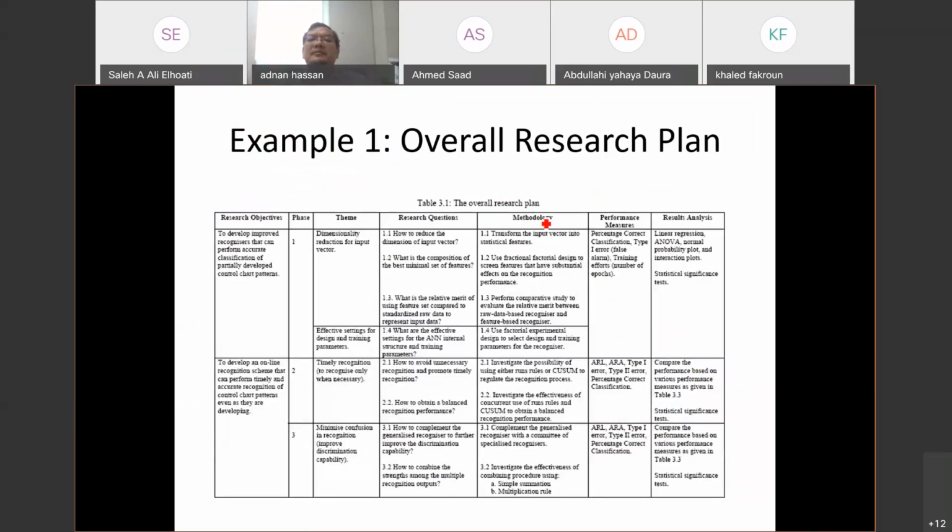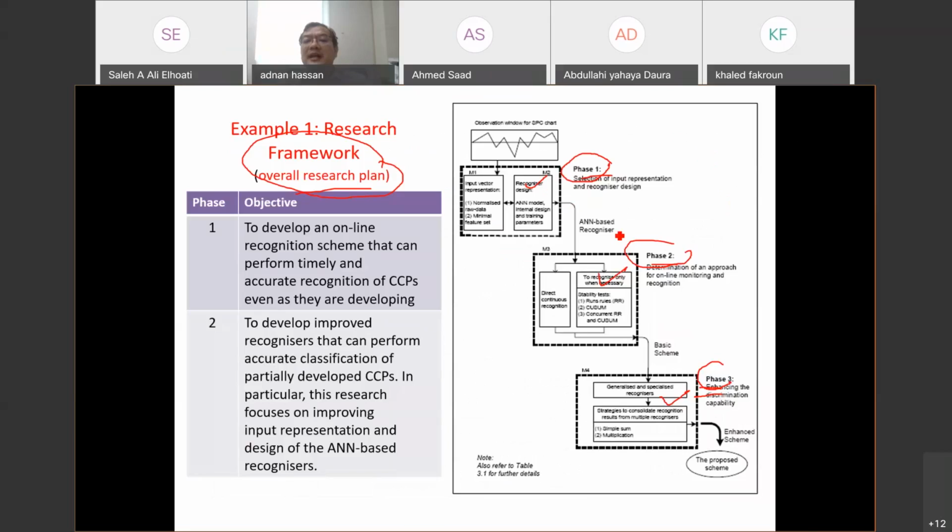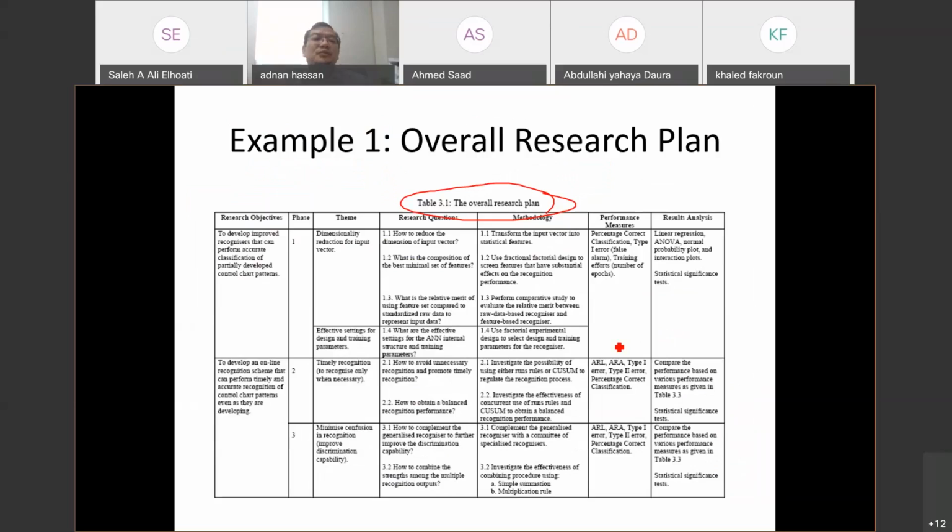You can also have this research plan. Instead of doing that, or in addition to that, some people call this a waterfall diagram, like water is flowing. The output of phase 1 will be used in phase 2. The output of phase 2 will be used in phase 3. And you can also put it here: what is the phase, what is your objective, what is your research question, what is the methodology, how you want to measure the performance, and what are the results. So if you have this plan, your research will be very clear, because you can say that for objective 1, this is what I'm going to do. Now I have objective 2, what I'm going to do, how I'm going to collect data, the methodology, what is the performance measure, what will be the result analysis.